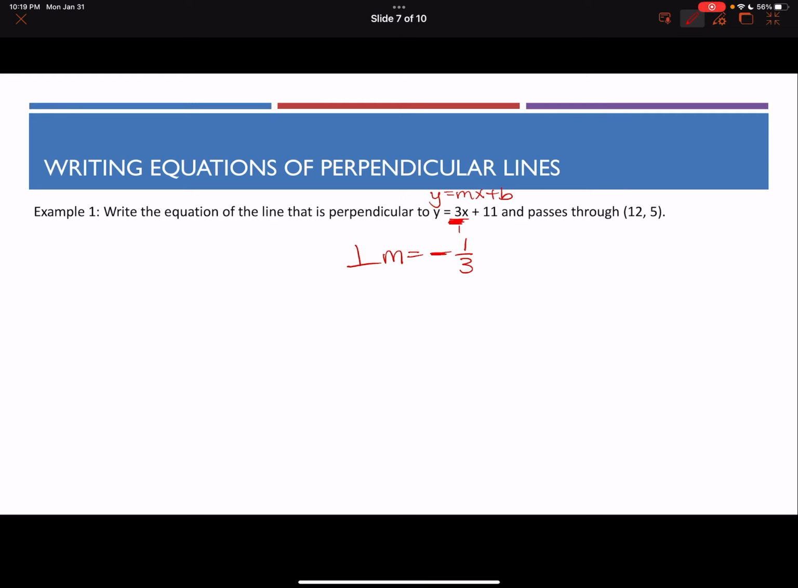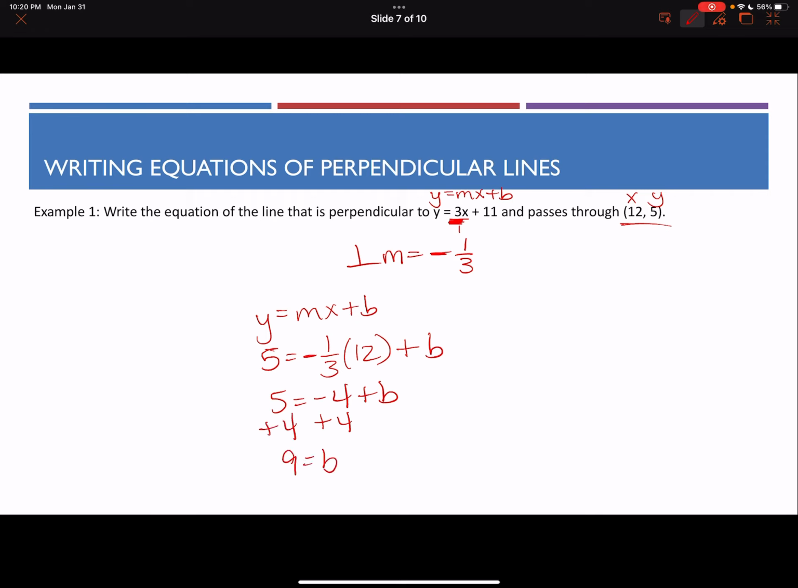And now I need my new line to go through this point here. And this is like an x and a y. So I'm going to take all this stuff and plug into y equals mx plus b. The y value they gave me was a 5. The m I just figured out is negative 1/3. The x that they gave me was 12, right? And I want to find b. So in order to find b, I have to solve. I need to multiply this negative 1/3 times 12, and that's negative 4. Solve for b. We're going to add 4. 9 is equal to b.